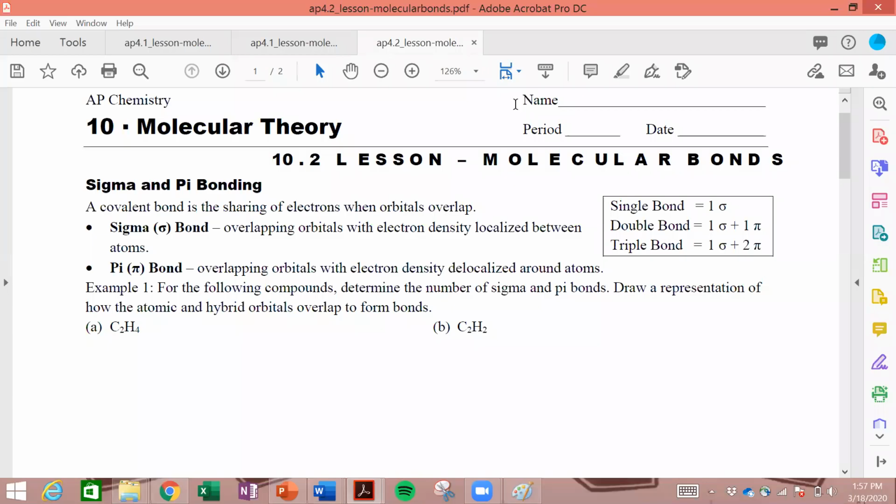Hello, welcome to the 10.2 lesson, Molecular Bonds. We're going to go over hybridization, which is review from the 10.1 notes, as well as the sigma and pi bonding and what that looks like on an AP question, or just a couple examples in general.